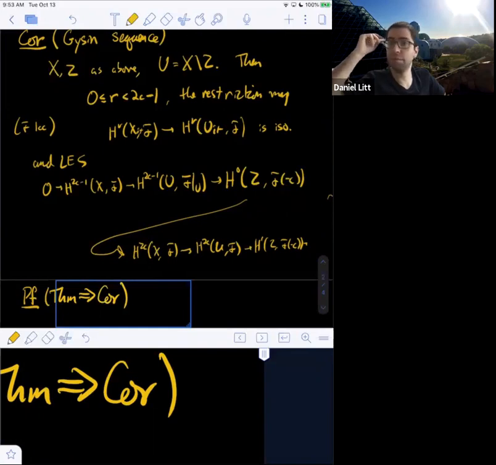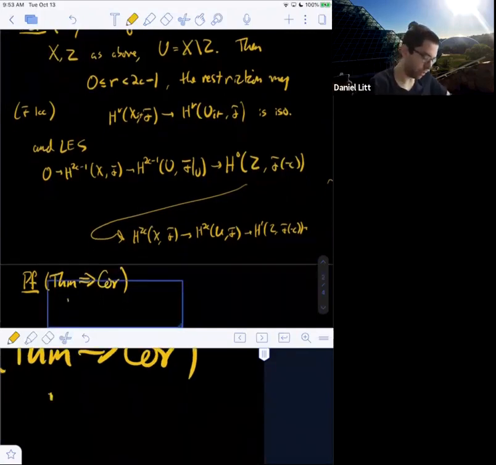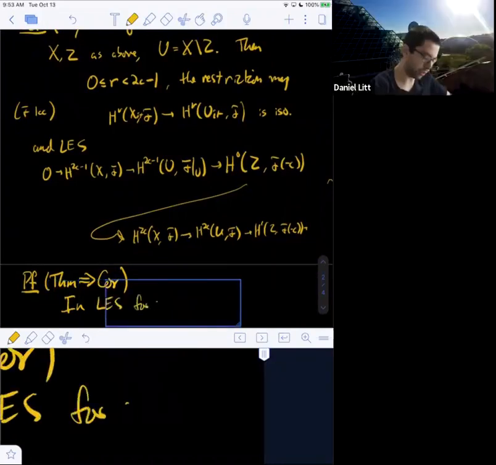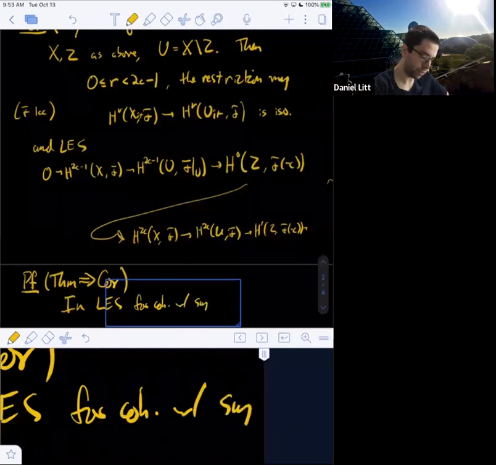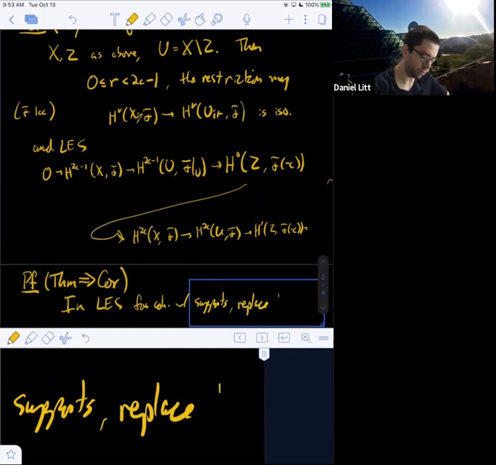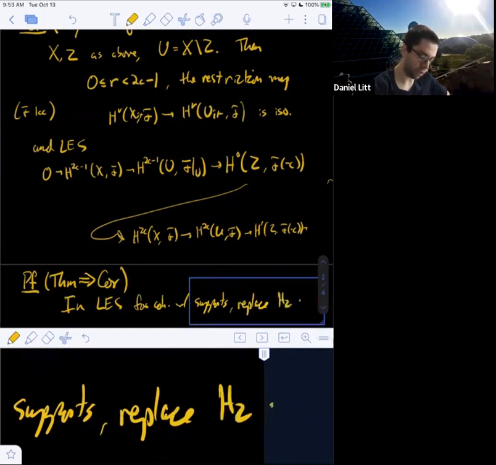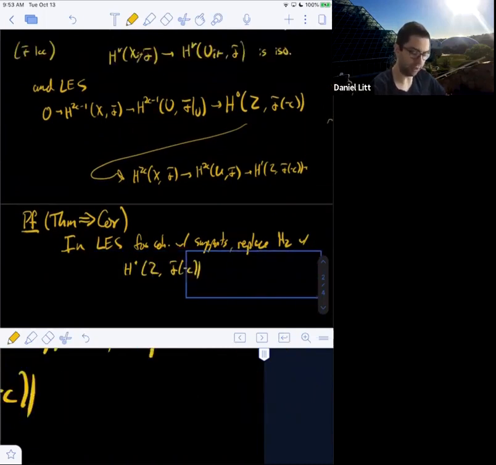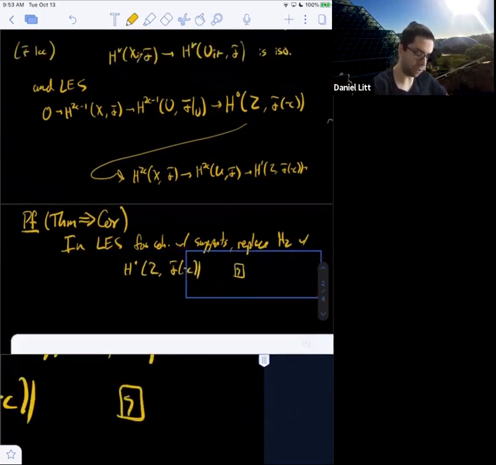There's a long exact sequence from cohomology with support to cohomology on X to cohomology on U. Yeah, exactly right. So in the long exact sequence for cohomology with supports, we just replace H_Z with H in the appropriate degree of Z with coefficients in F twisted by minus c. Okay, and that's the whole proof, but let's just think about it a little bit.